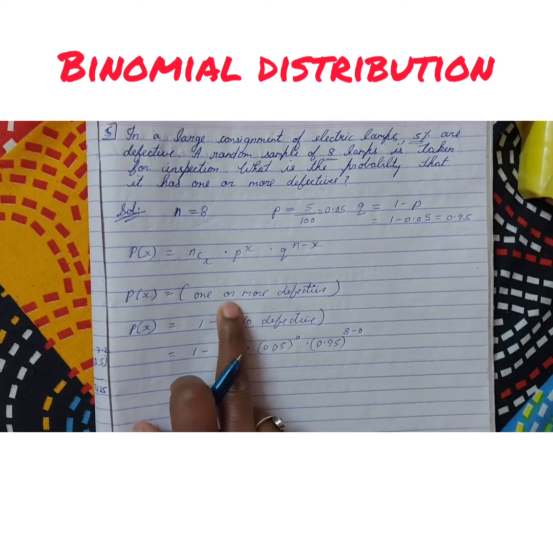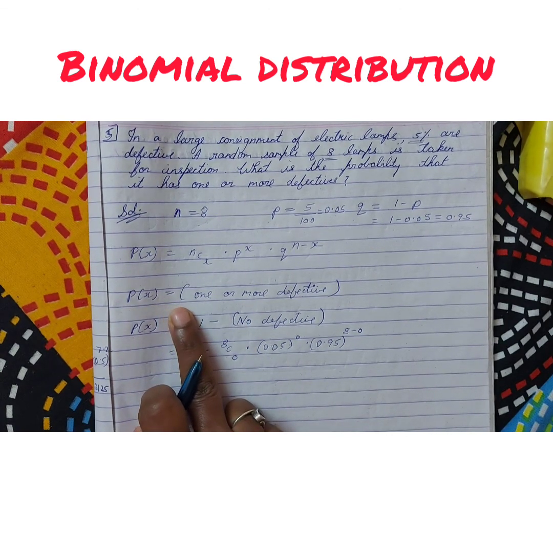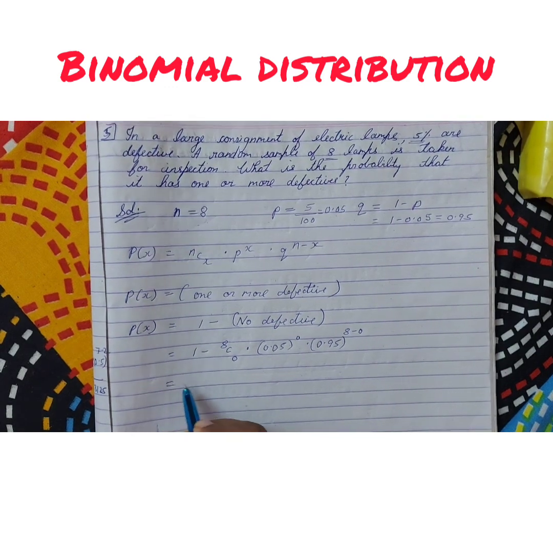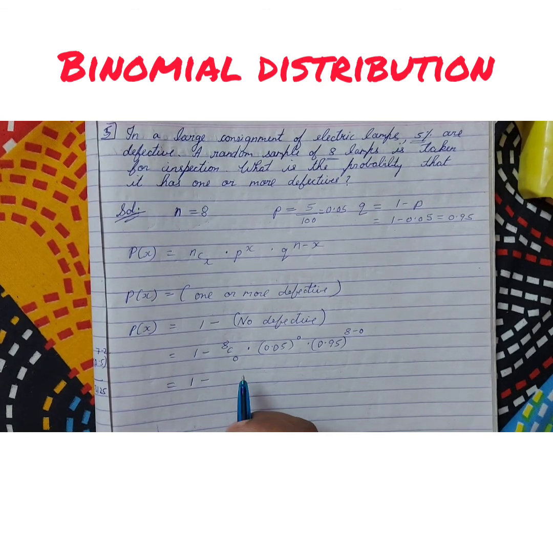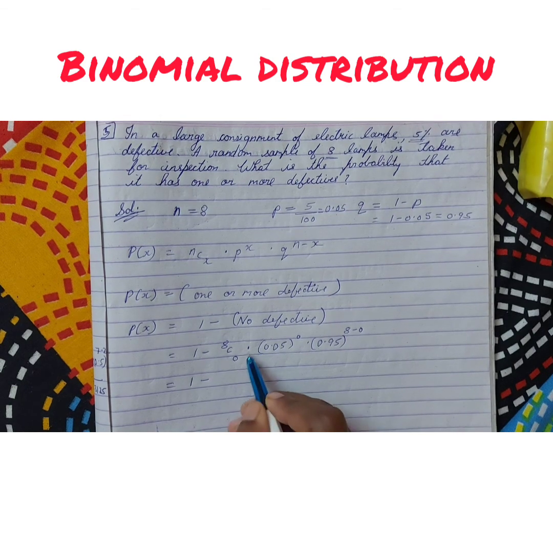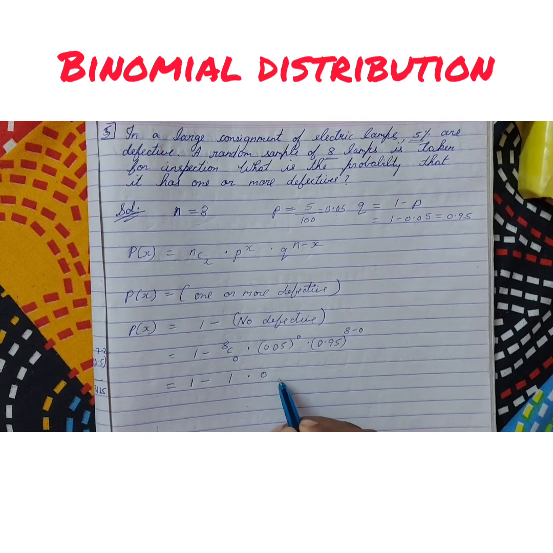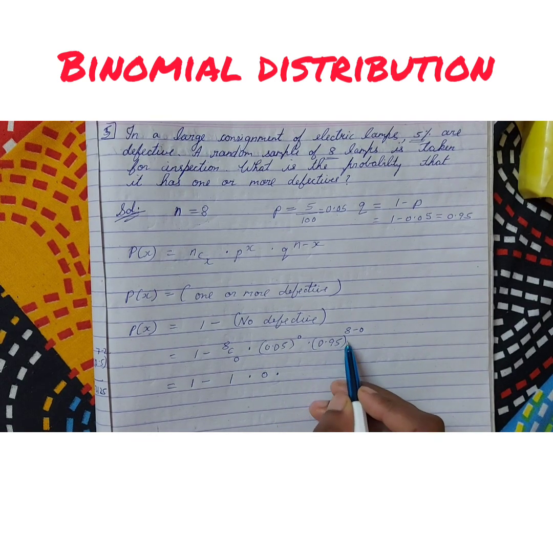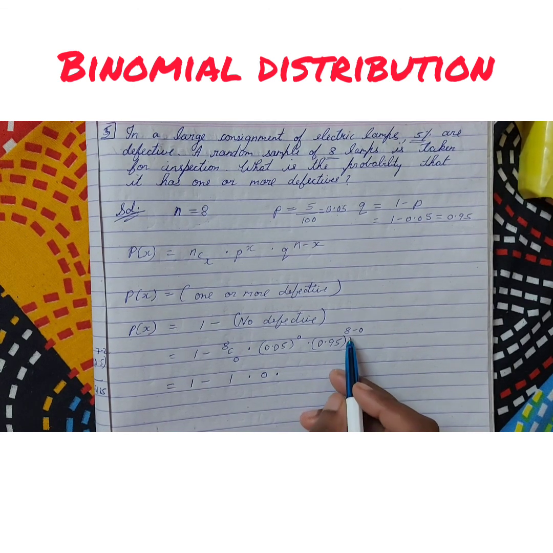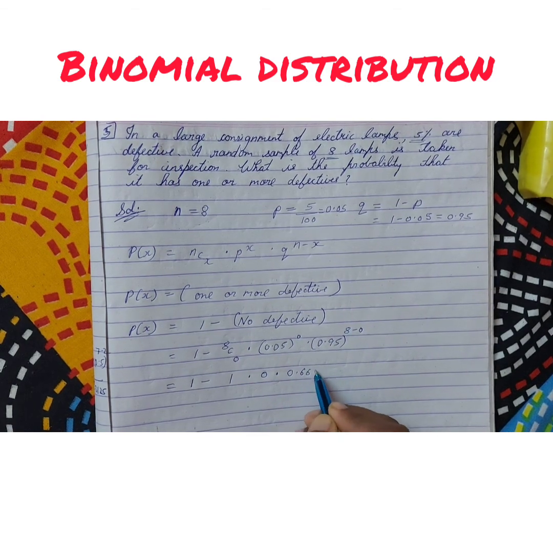Complement method means 1 minus the opposite of this. If it is 1, what number is the opposite that remains? 0. So only 0 we have to take. Only the number which is remaining. So just after simplification, 8C0, and always 0 means 1, into 0.05 raised to 0, into 0.95 raised to 8 minus 0, which is 8. So 0.95, 8 times if you multiply, you will get the answer as 0.6634.